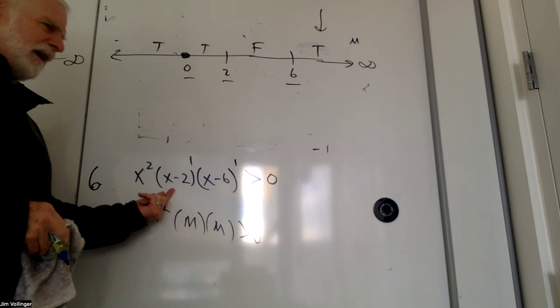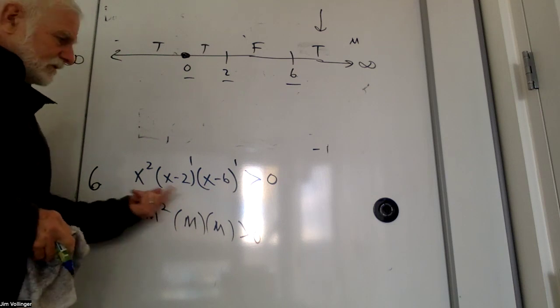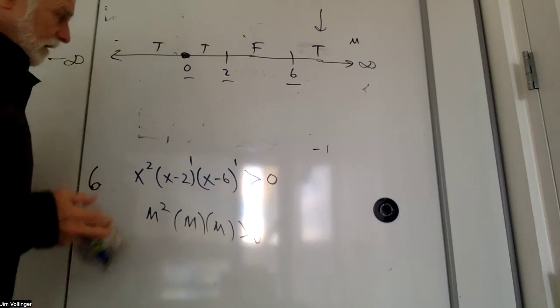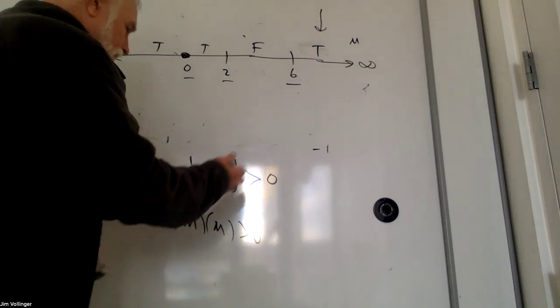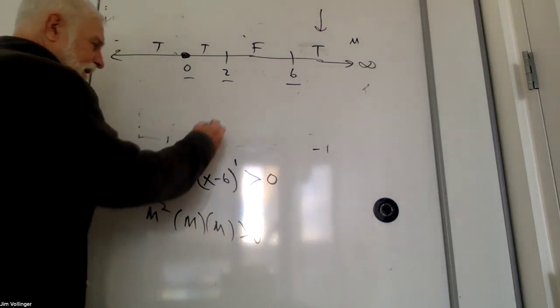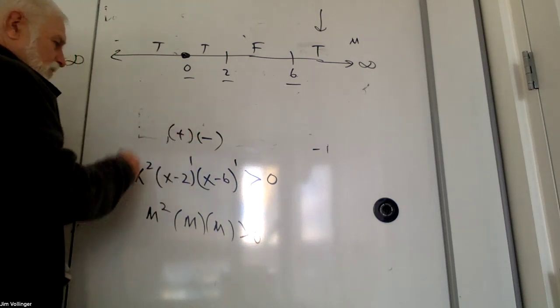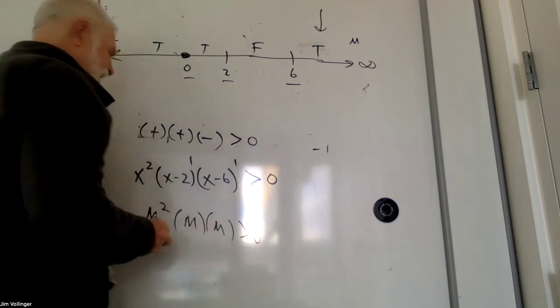But 7 and 5 don't affect this, and 7 and 5 don't affect that. So I've got a nice little sign chart here. If I put a million in, we already saw that. Let's put a number like 4 in here. 4 minus 6 is a negative. 4 minus 2 is a positive. And 4 squared is a positive. And that's going to be greater than 0.